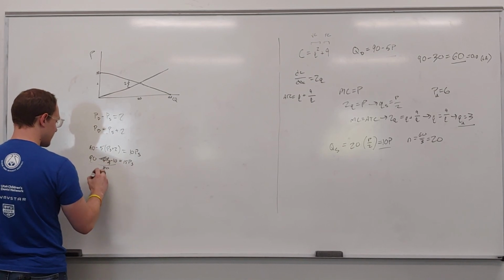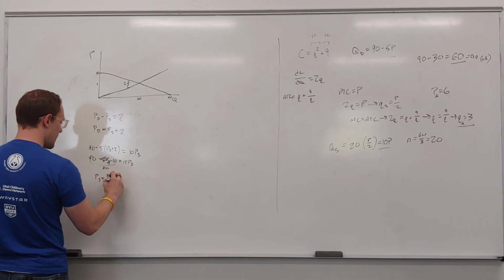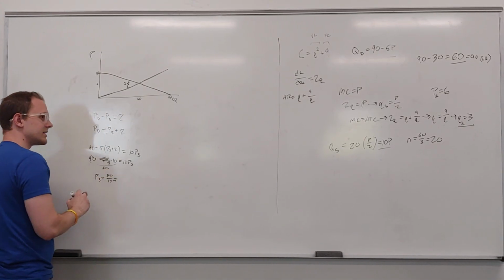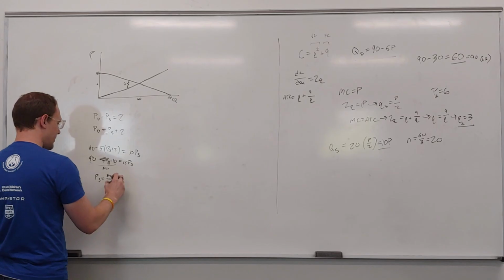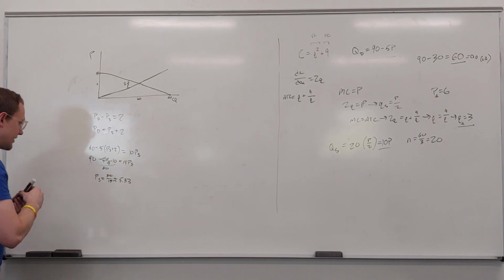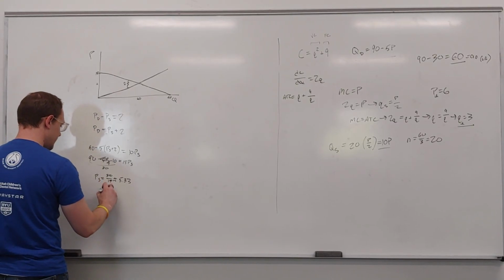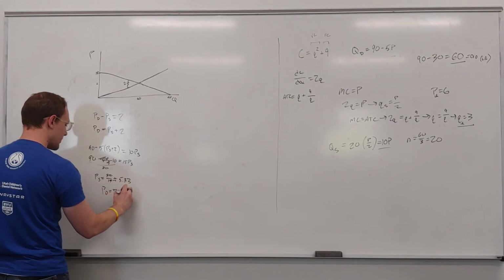So that means that PS equals 80 over 15, which I believe is about 5.33. That seem right? 15 times 5 is 75. Yeah, exactly. So PS is 5.33, which means that PD is going to be 7.33.